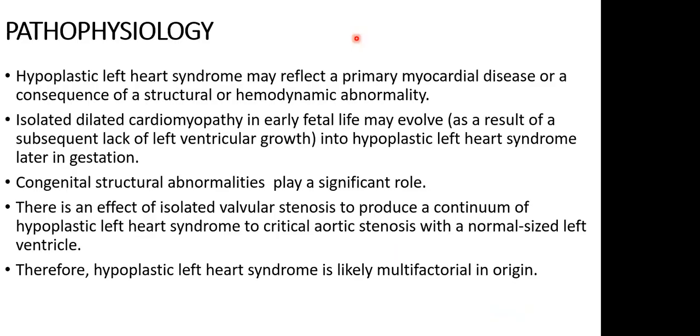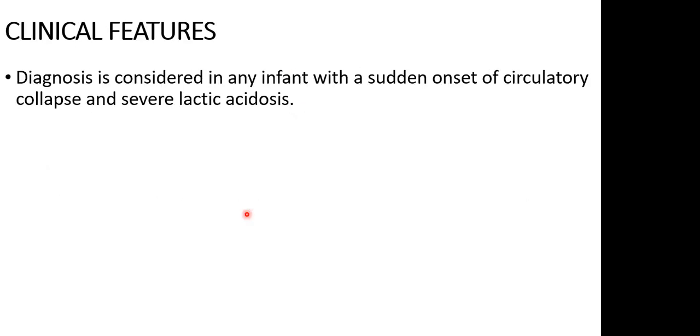So for the pathophysiology, hypoplastic left heart syndrome reflects different etiologies. It has been attributed to primary myocardial disease. Some say it's attributed to an isolated dilated cardiomyopathy in early fetal life, and then much later the left heart becomes hypoplastic. Some also attribute it to valvular stenosis and then valvular atresia that will lead to hypoplastic left heart syndrome. So it's multifactorial in origin. There are various things that can cause it.